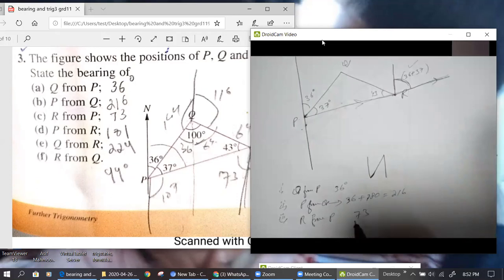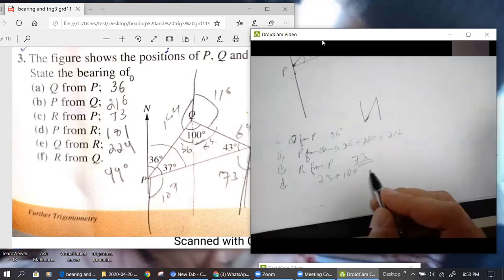Okay, next thing is R. P from R. Reverse. Do the reverse. What will you do? 73 plus 180. Very nice. 253. Okay, it's 253.